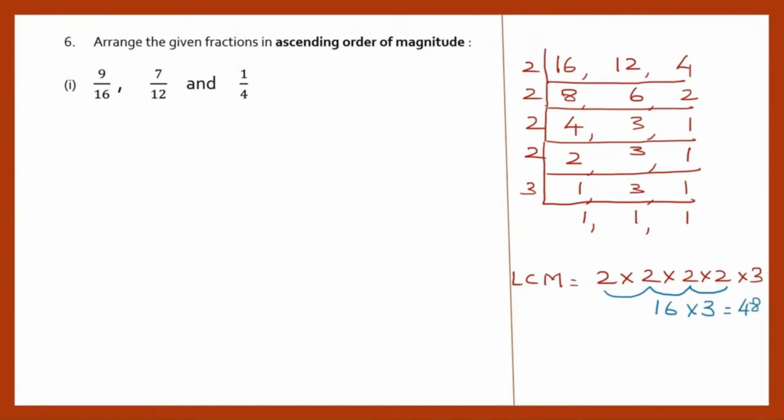So what is my LCM? LCM is 48. Now I'm going to use this as my common denominator. So let me start by writing the questions first. 9 by 16, 7 by 12 and 1 by 4. Now my denominators are all going to become 48.